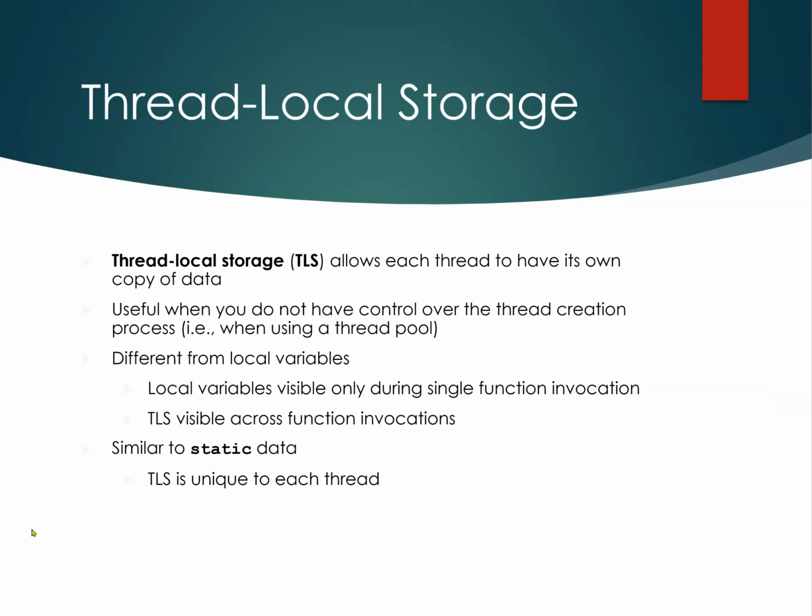Now, there's also the concept of thread local storage, or TLS. This allows each thread to have its own copy of data. This is useful when you do not have control over the thread creation process, for example, with a thread pool. It's different from local variables. Local variables are visible only during a single function invocation. Thread local storage is visible across function invocations. It's similar to static data, but unlike static data, it's unique to each thread as opposed to the process.